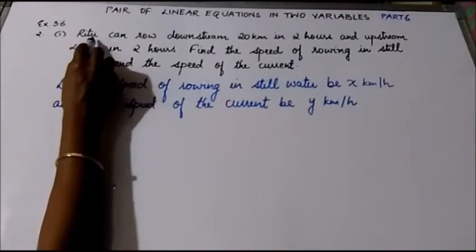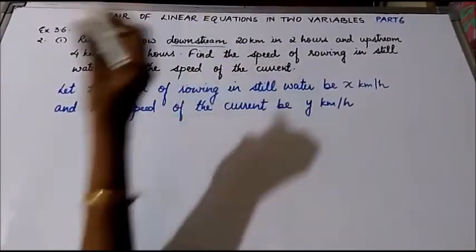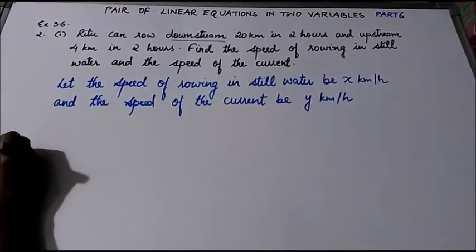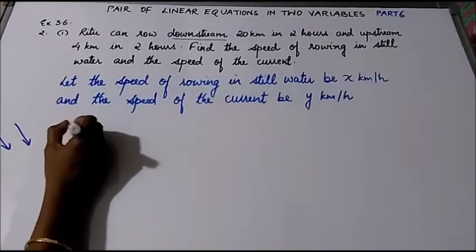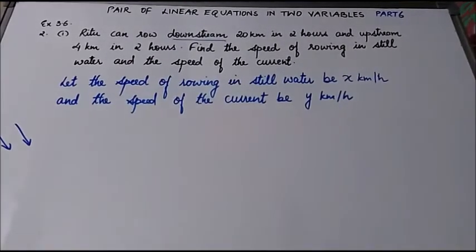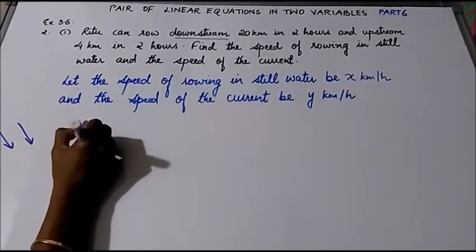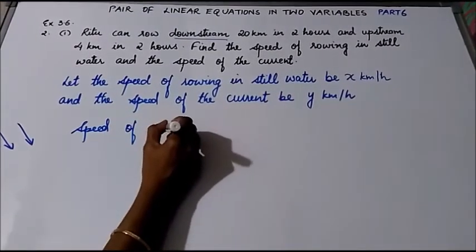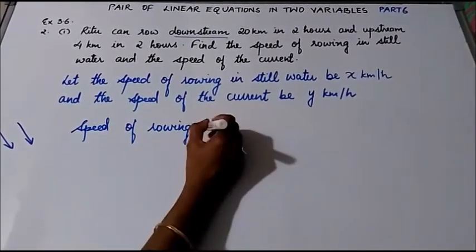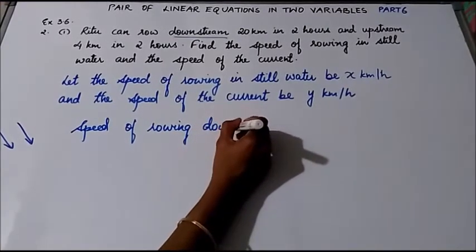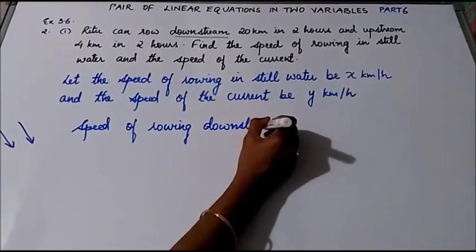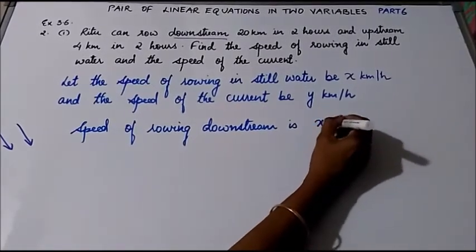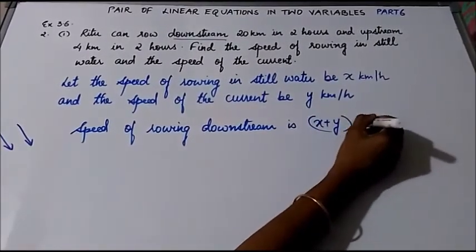Now in the question it is given Ritu can row downstream. What's the meaning of downstream? Downstream means going with the flow of water. So the speed of rowing will increase. So speed of rowing downstream is x plus y kilometer per hour.